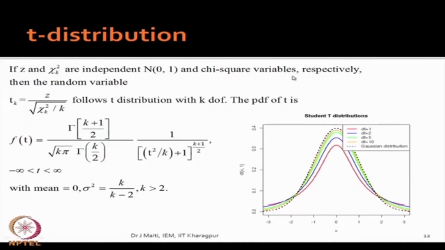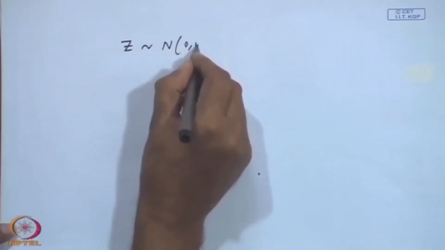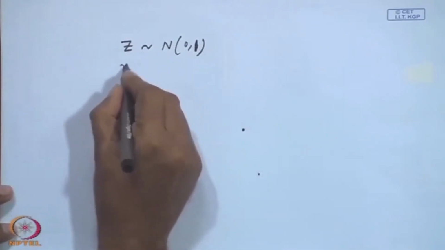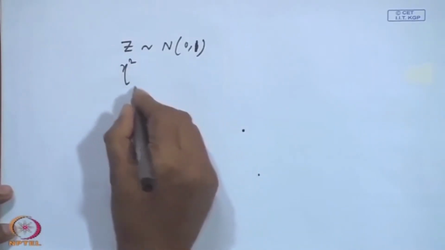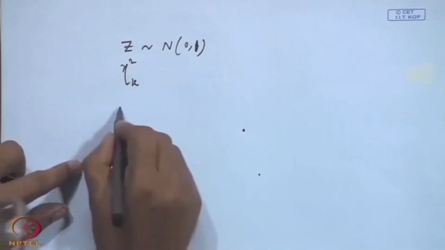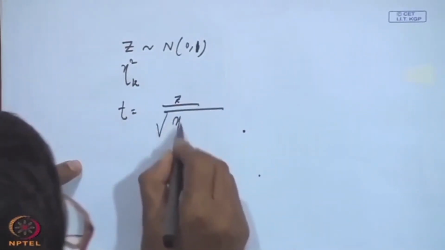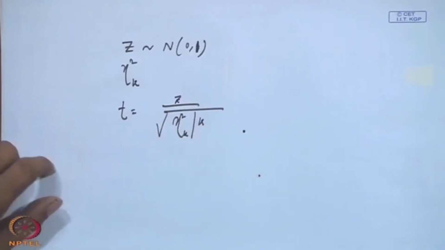So, we are now considering two variables. One is a normal variable, that is unit normal, that is Z. Another one we are talking about is chi-square. Let it be chi-square with k degrees of freedom. Fine. Now, you create another variable which is T, which is Z by square root of chi-square k divided by k.